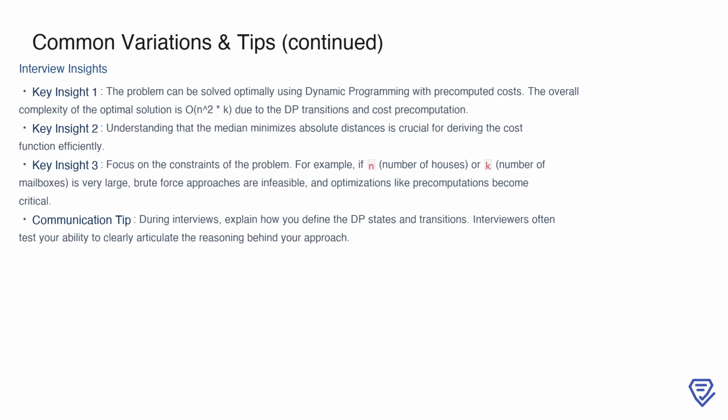Third, always keep the problem's constraints in mind. For example, if the number of houses n or the number of mailboxes k is very large, brute force methods will be too slow, and optimizations like pre-computations become necessary. Lastly, during interviews, it's important to clearly explain how you define your dynamic programming states and transitions.